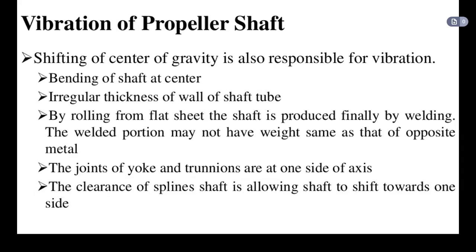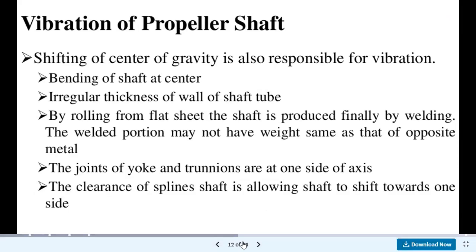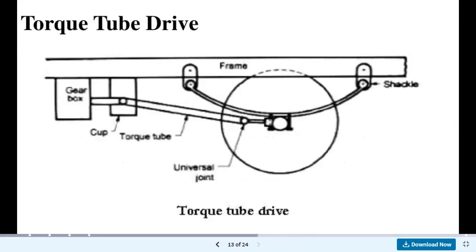Shifting of the center of gravity is also responsible for vibration. Bending of the shaft at the center and irregular thickness of the wall of the shaft tube are all reasons related to vibrations. The shaft is produced from flat sheet by rolling and finally by welding. The welded portion may not have the same weight as the opposite metal. The joints of yoke and pinions are at one side of the axis. The clearance of the splined shaft allows the shaft to shift towards one side.